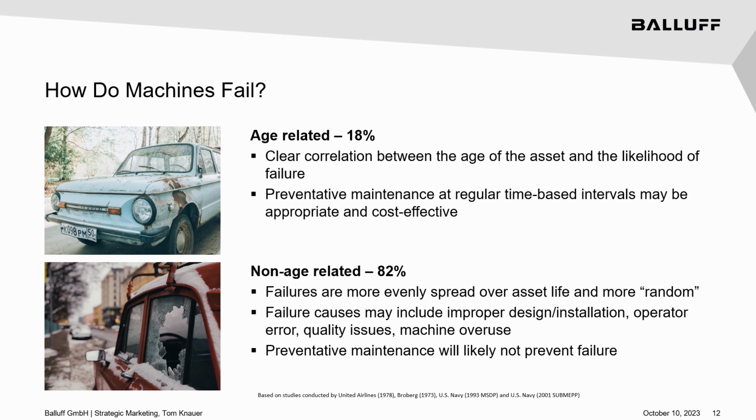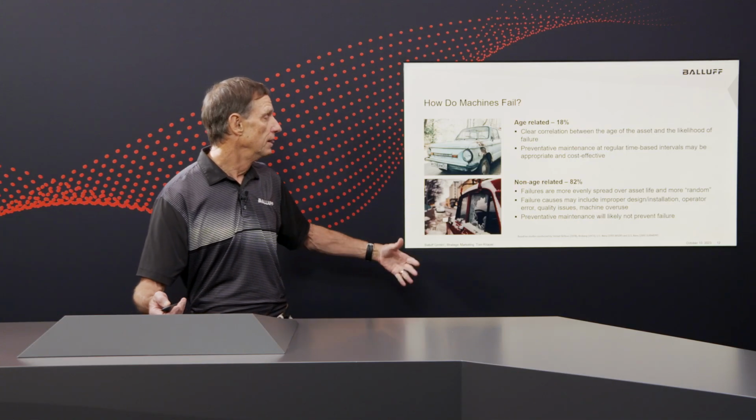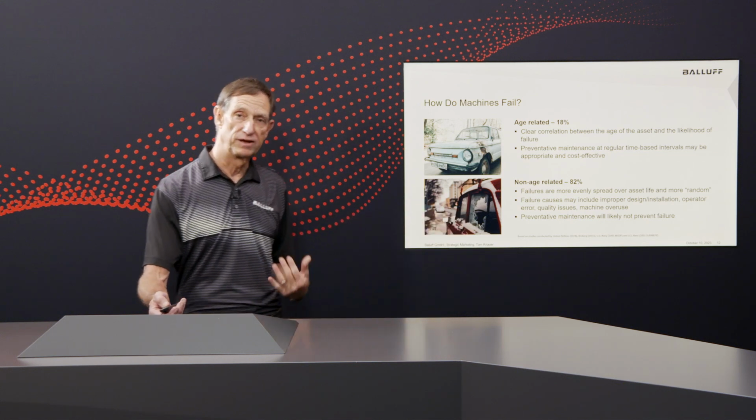On the other hand, the majority of failures are non-age related. These are more evenly spread out over the life of the asset, and they can occur for a variety of reasons. Things like operator error or improper installation or running it too hard. So if we talk about our car, operator error, the driver crashes the car. That's a non-age related failure. Or you drive the engine too hard. That's again a non-age related failure that could cause premature failure that would likely not be addressed by preventative maintenance.